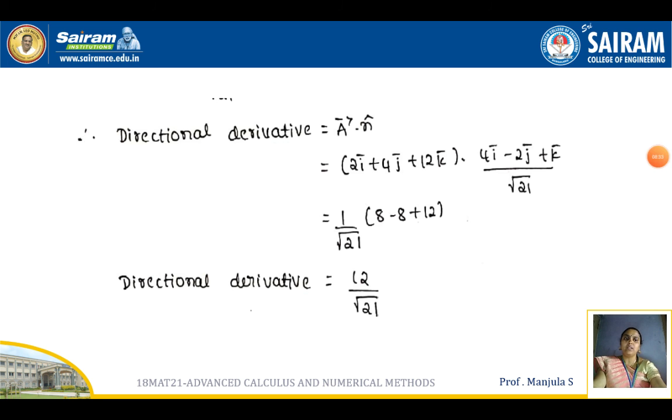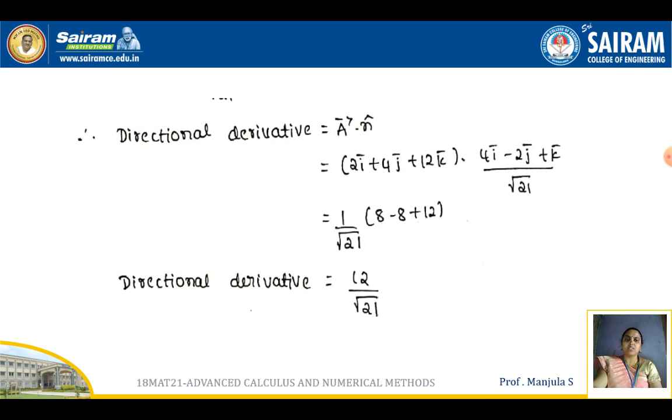Now we'll write the definition of the directional derivative. The directional derivative formula is vector A dot n cap. Vector A we just got, and we substitute that value, which is 2i cap plus 4j cap plus 12k cap, dotted with the value of n cap, which is 4i cap minus 2j cap plus k cap divided by square root of 21. In the numerator there are two vectors. You just do the multiplication.